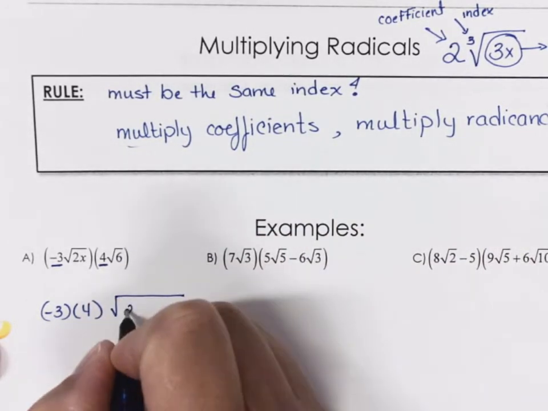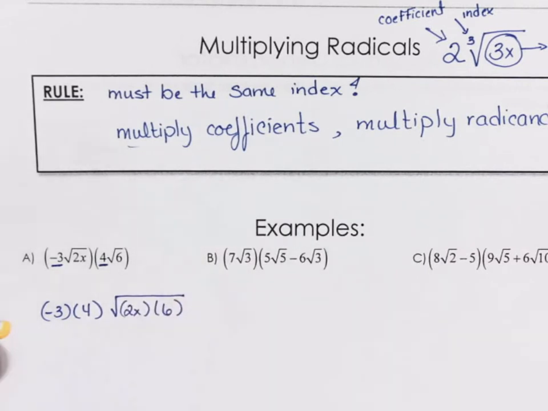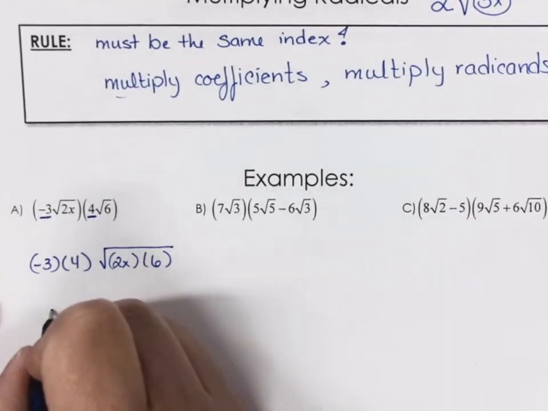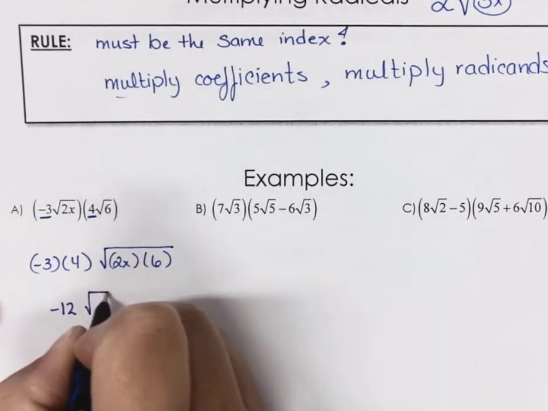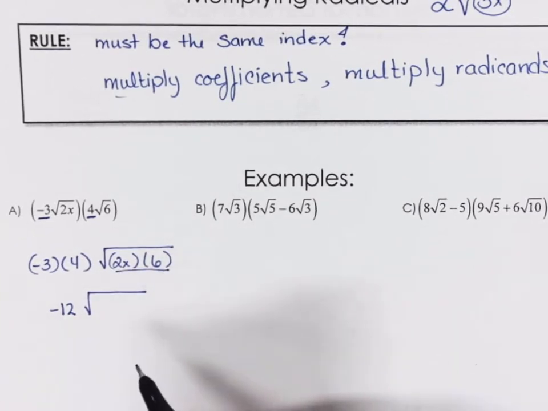So I'm going to have 2x times 6. Now notice that both of those are under the root sign because they are radicands and they stay radicands. So negative 3 times 4 is 12. Square root. And then what's this multiplied together? 12x.